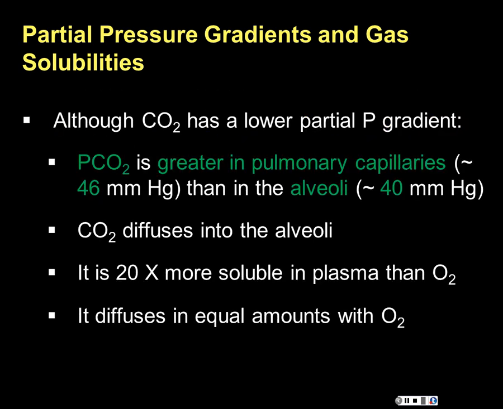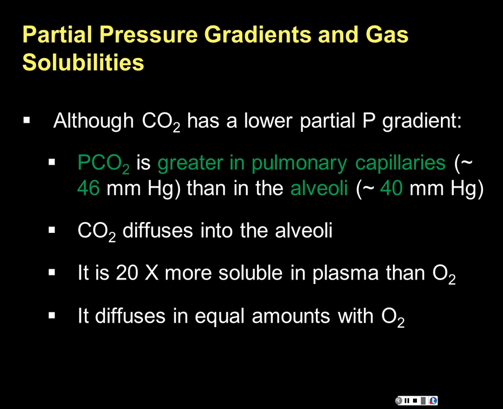We learned that the gradient is reversed at the pulmonary capillaries for carbon dioxide, but we'll notice that the gradient is not near the magnitude of that of what we see for oxygen. What's the gradient for carbon dioxide? How many millimeters of mercury? 6 millimeters of mercury.